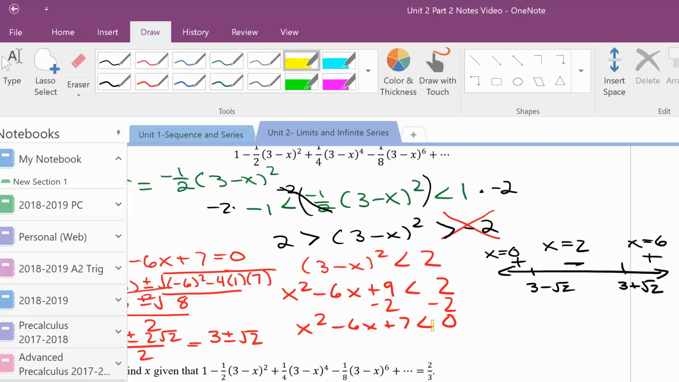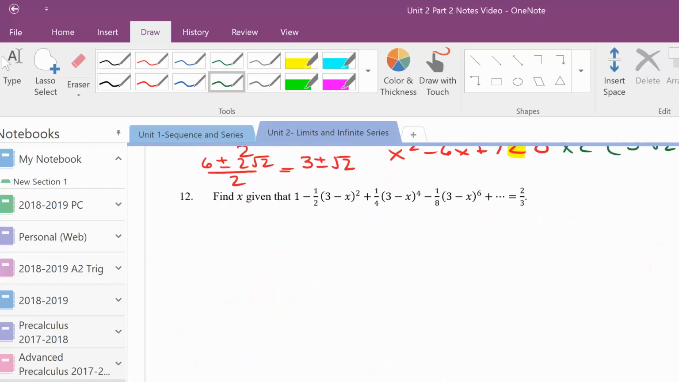Since it's less than 0, I want the negative values, which means it's going to be between 3 minus rad 2 and 3 plus rad 2. That's your interval.